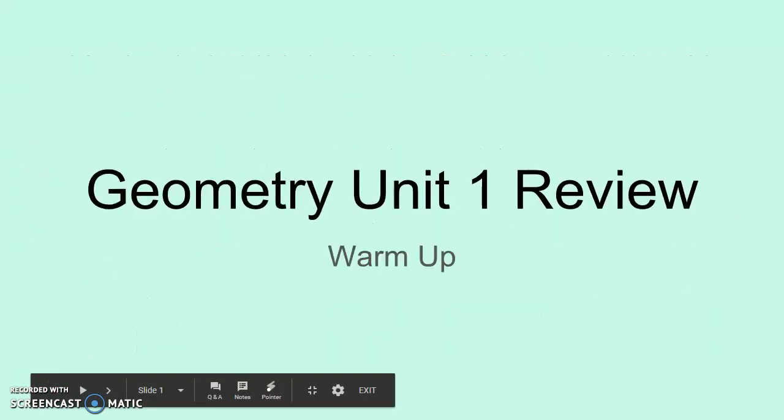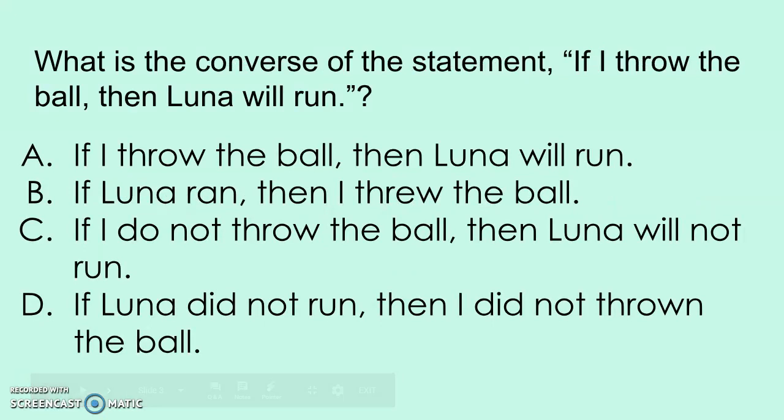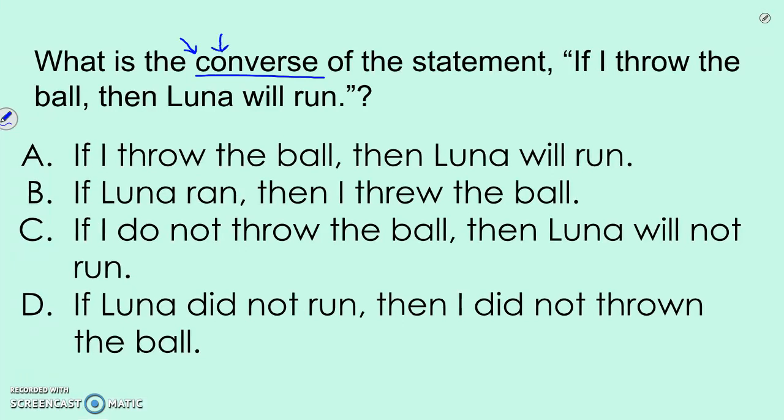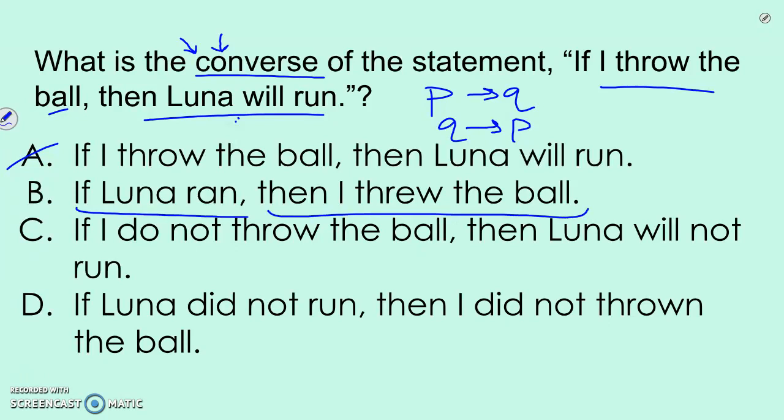So we talked about the inverse. Now we can talk about the converse. So the converse of a statement. Converse means change order. So we go from if P then Q to if Q then P. If I throw the ball, that's P, then Luna will run. So we're going to switch it. And we're looking for if Luna runs, then I must have thrown the ball. Well, this one's talking about throwing the ball first. No. We need to talk about Luna. If Luna ran, then I threw the ball.